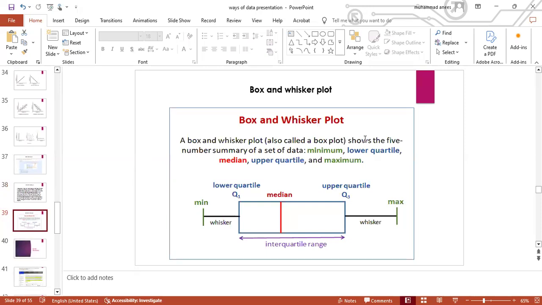So these are the components of a box and whisker plot. A box and whisker plot, also known as box plot, shows the 5-number summary of a set of data. Number 1 is minimum, which is the smallest value in the data set. 2 is lower quartile, which is Q1, and it is the median of the lower half of the data. Third is median, which can be denoted by Q2, the middle value of the entire data set. Another one is upper quartile, which is Q3, which is the median of the upper half of the data. And then is the max, which is the maximum value in the data set. Between Q1 and Q3 lies the interquartile range.